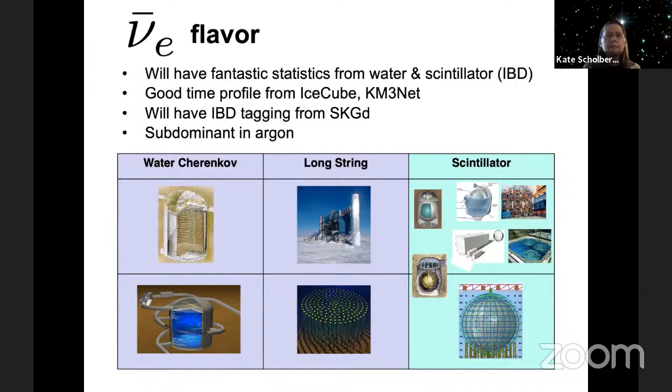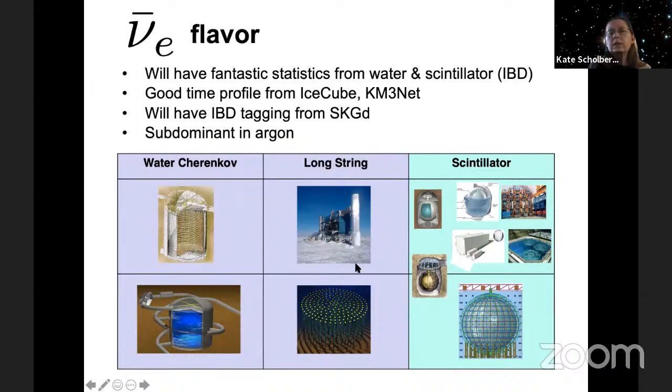So Nu-E bar, as I mentioned before, is primarily what inverse beta decay measures from the flux. And water Cherenkov detectors and long string detectors and scintillator detectors are all going to be dominated by this signal. You've heard already quite a bit about Super K. The upgrade to that will be Hyper K, much bigger, much more statistics.